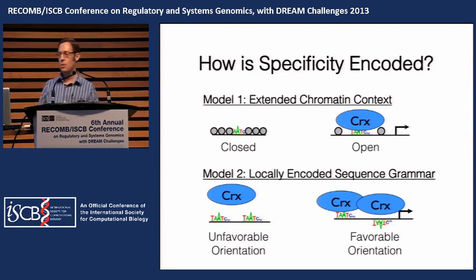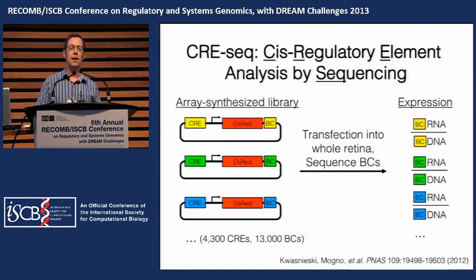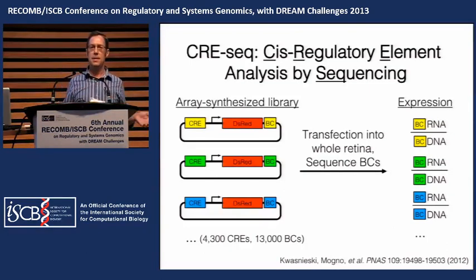So I set out to test these two models using one of these new massively parallel reporter assays that's coming online. The version that's been developed in the Cohen lab is called Cis-regulatory analysis by sequencing, or CRE-seq. In this assay, we use array-based synthesis to synthesize sequence elements, cis-regulatory elements. In this case, it's going to be sequences from CRX ChIP-seq peaks. These synthesized elements are cloned upstream of a minimal promoter. In my case, it's going to be the minimal promoter for rhodopsin, so it's a fairly robust, active photoreceptor-specific promoter.